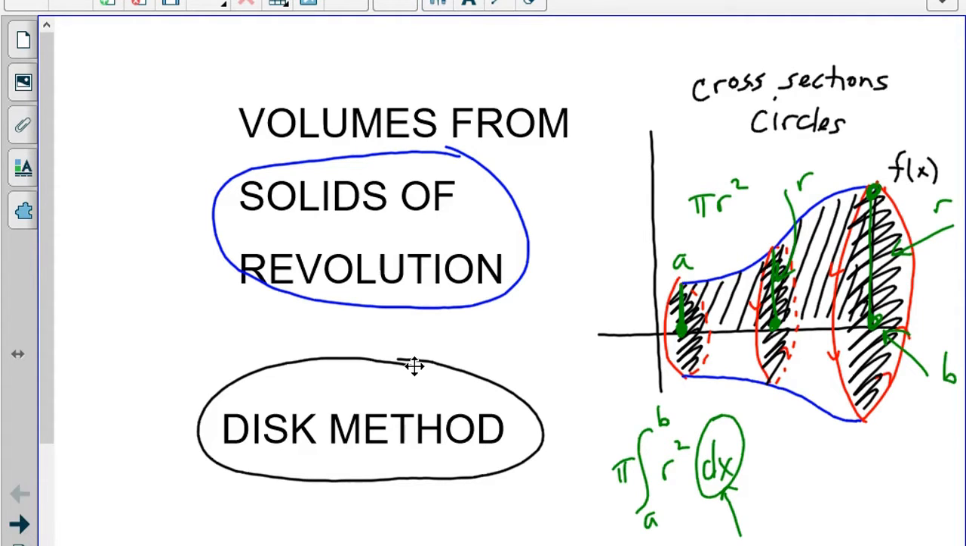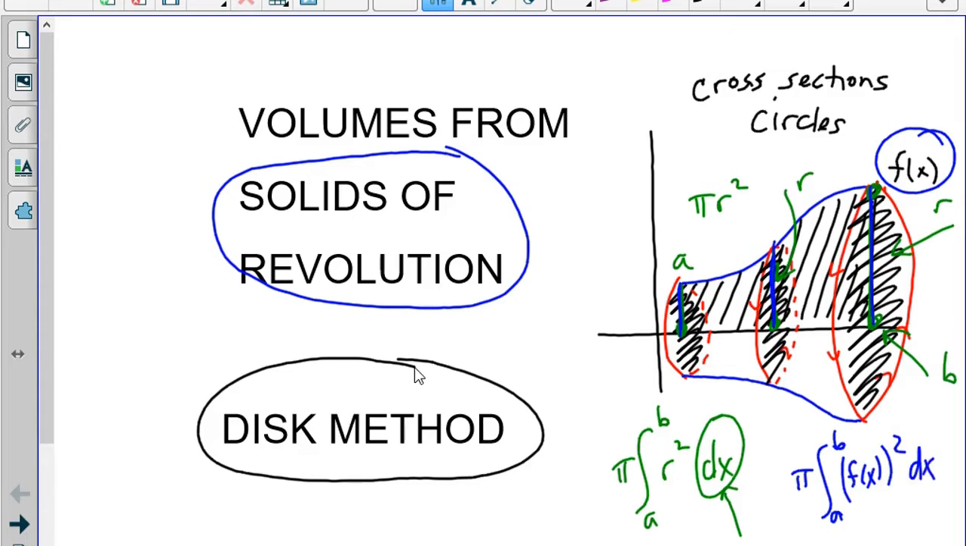In this particular case, I would replace r with f of x because f of x is exactly the length of r in this problem. So if I wanted to find the volume of this in this problem, I would say pi times the integral from a to b of f of x squared dx.